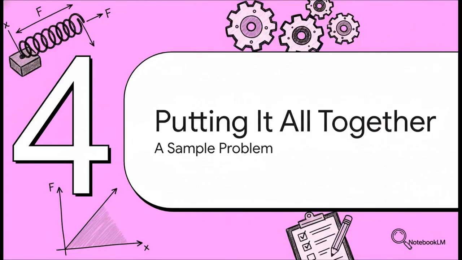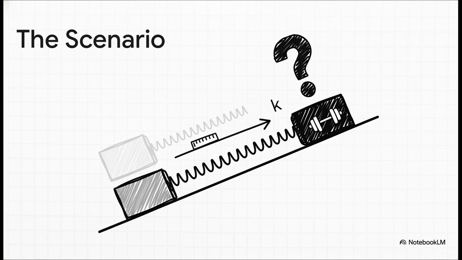Theory is great, but let's make this stuff real. We're going to apply everything we've just learned to a sample problem and see how it all plays out. So here's our setup. We've got a 2-kilogram block sitting on an incline. It's attached to a spring with a stiffness, k, of 8 newtons per meter. The block starts from a standstill where the spring is unstretched, and then it slides half a meter down the incline. Our mission, should we choose to accept it, is to find the work done by the spring.